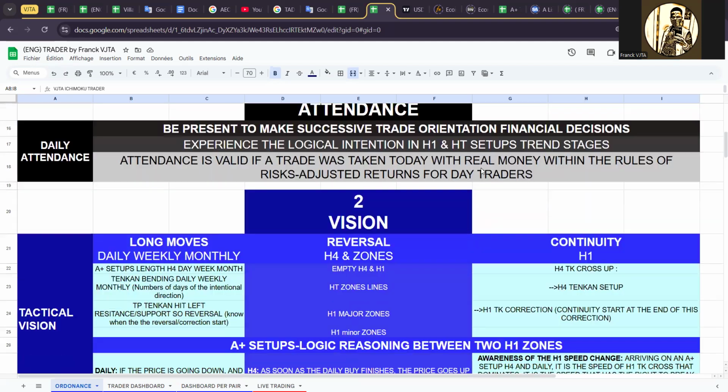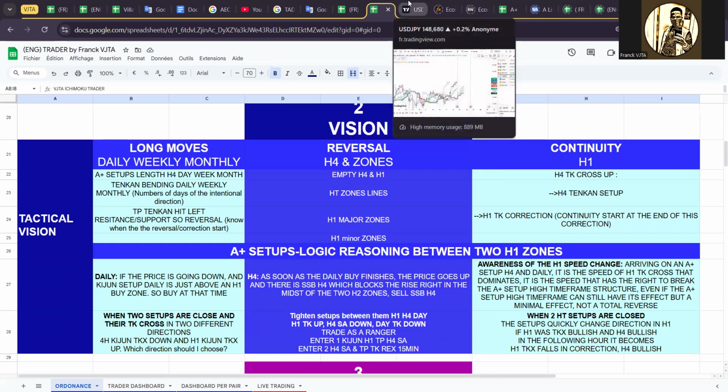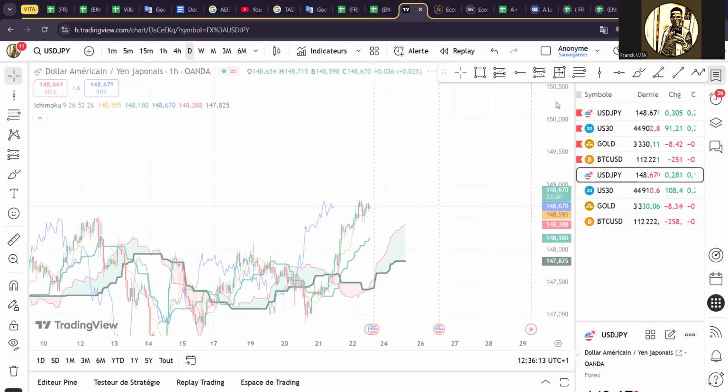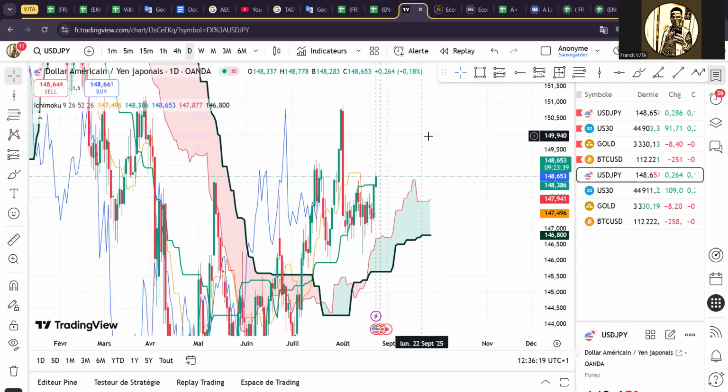The next part of the vision is reasoning about the A plus setup logically. When two A plus setups are close to each other, you need to have a logical reasoning and treat it like a range. So let me show you one example.